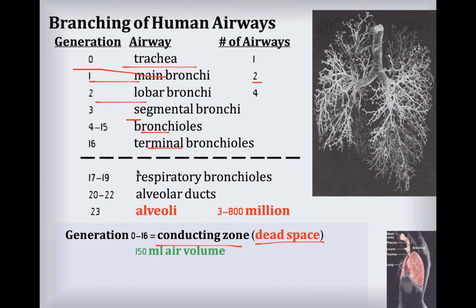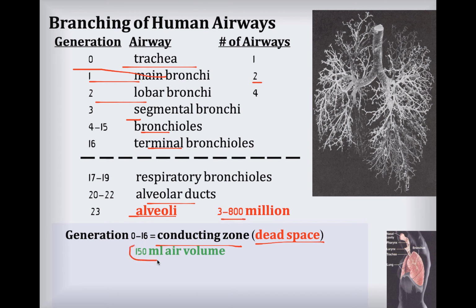But we move down finally to the respiratory bronchioles, generation 17 to 19, alveolar ducts, 20 to 22, and finally the alveoli. And you have millions of these guys. Estimates put it at 300 to 800 million, so I'm not entirely sure where that would be. It's going to partly depend on how big you are. An adult who's 5 foot tall is not going to have as many alveoli as an adult who's 6'10".